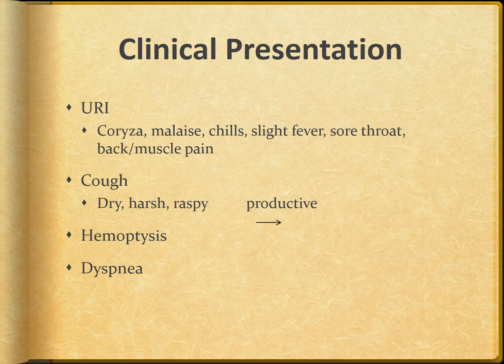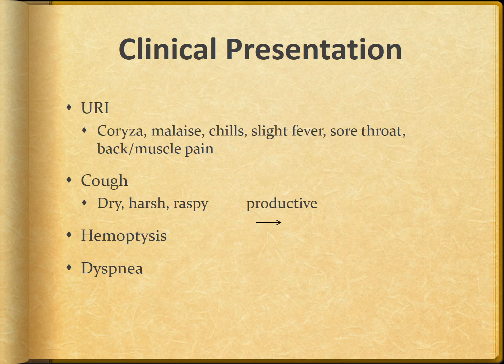The clinical presentation of acute bronchitis includes coryza. We had talked about coryza being an upper respiratory infection related to sneezing and runny nose and cold-like symptoms. Malaise, so they have a lot of fatigue going on. They may have chills, slight fever, sore throat. They may have some back or muscle ache.